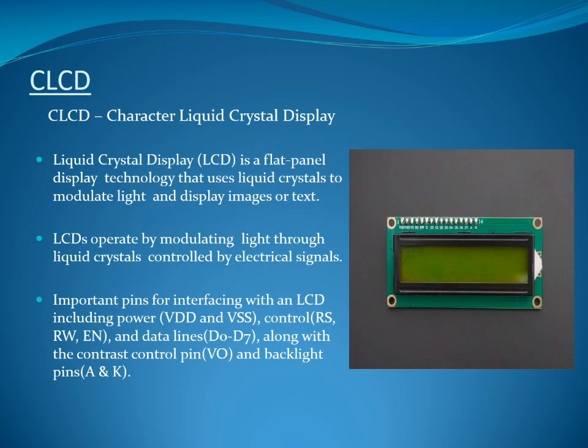So let's know about CLCDs. These are commonly seen as 16x2 or 16x4 modules. These are widely used in embedded systems for displaying text-based information. They are relatively inexpensive, simple to interface with microcontrollers, and consume low power. They typically use a parallel interface requiring a set of data lines and control lines to send commands and data.